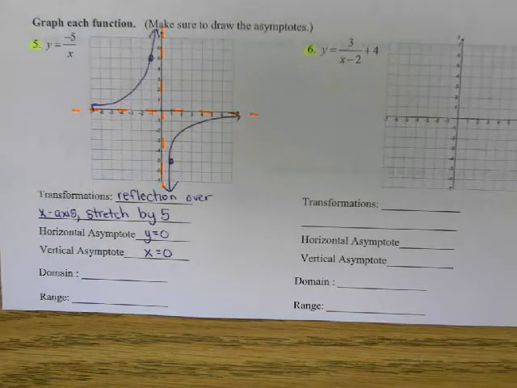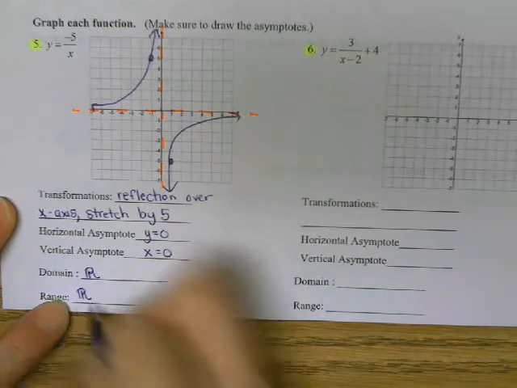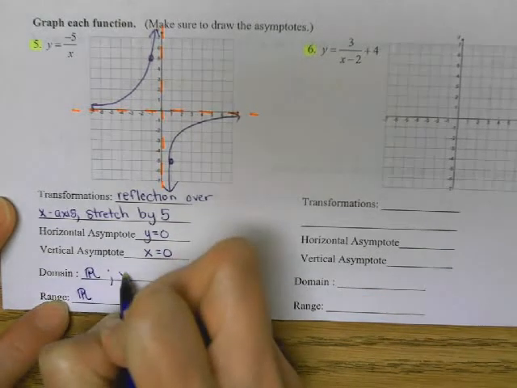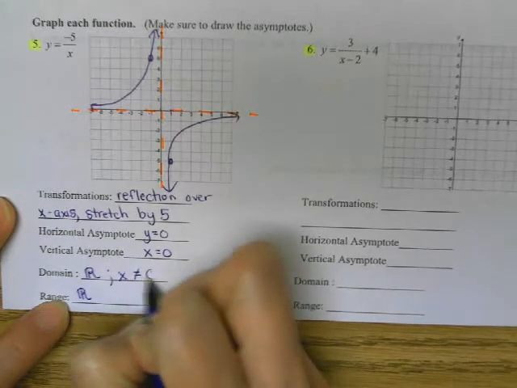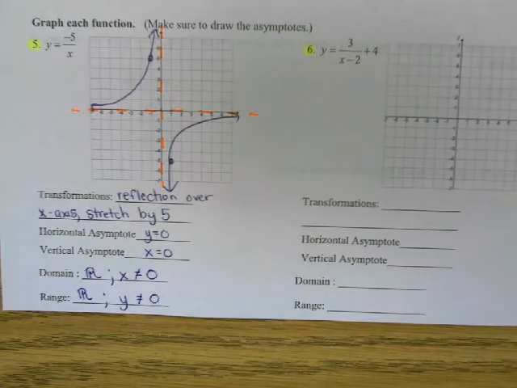Now, domain and range, you have a choice. You can write it in set notation or interval notation. I'll do one of them in set and one of them in interval. This one I'll go ahead and do in set. So domain and range are all real numbers, except for domain, x cannot be 0, and for range, y cannot be 0.